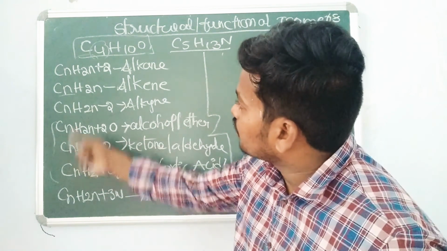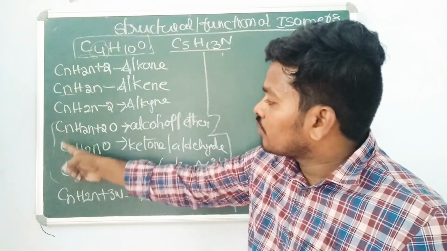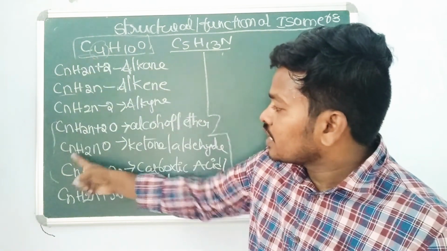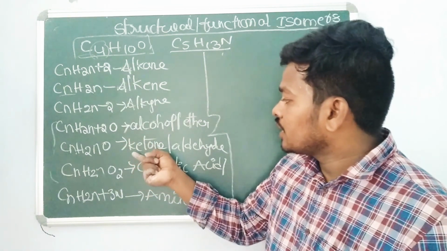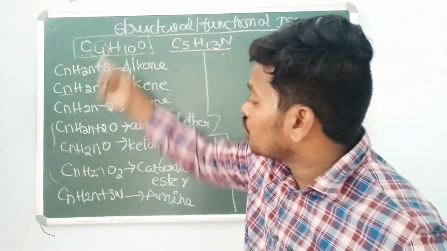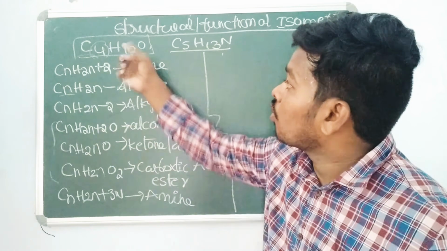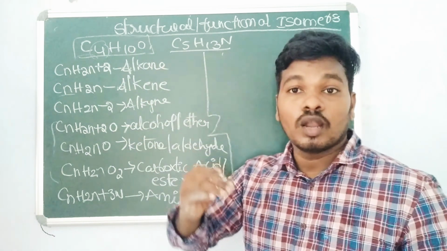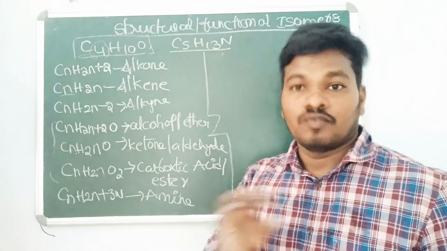So the number of carbons is 4 and the hydrogens should be 10. If I substitute 4 into the ketone or aldehyde formula, I will get only 8 hydrogens, so the given molecular formula is not a ketone or aldehyde. If you substitute C4 into the alcohol formula, you will get C4H10O. That means the given molecular formula has an alcohol or ether present. So that is the first step.